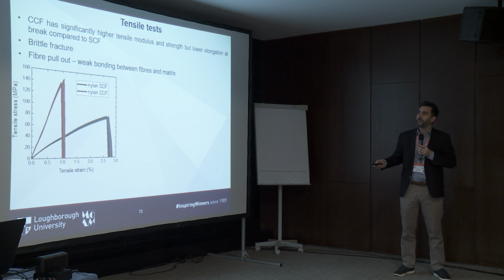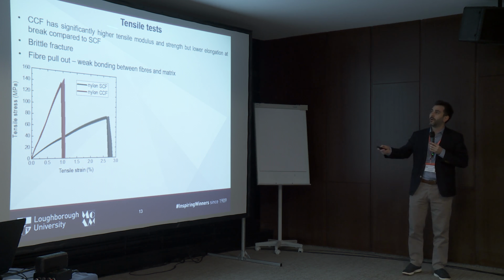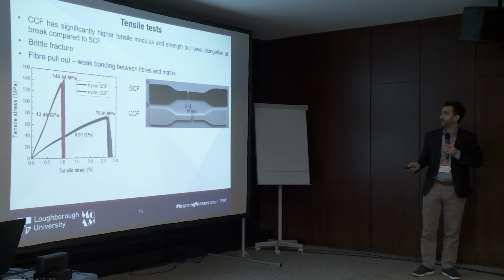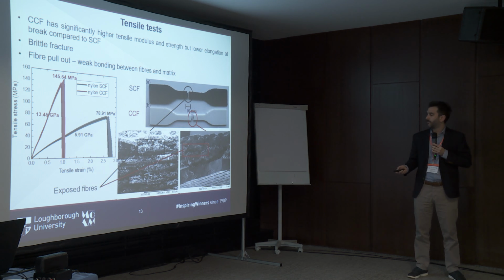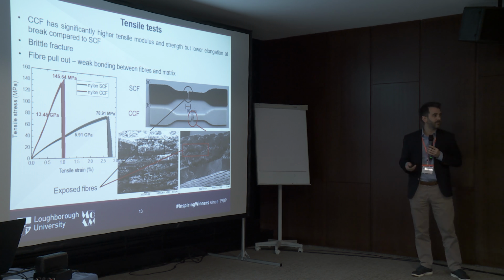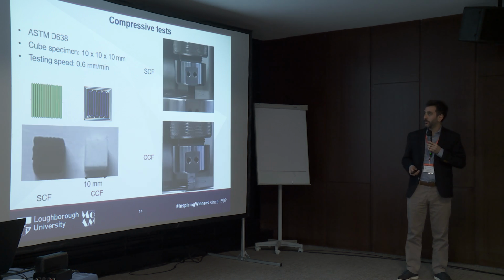So you see, from now on, the color code would be red for the continuous carbon fiber, black for the short carbon fiber. As it's been written here, the continuous carbon fiber has a higher tensile modulus. Actually, let me reveal the numbers as well, and strength, but elongation is much less. The fracture is brittle, so if I populate all these graphs here, you can see some exposed fibers from fiber pull out. I would say the bonding seems to be weak between the fibers and the matrix.